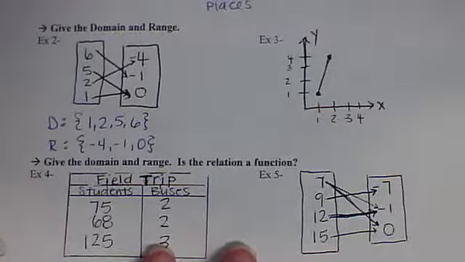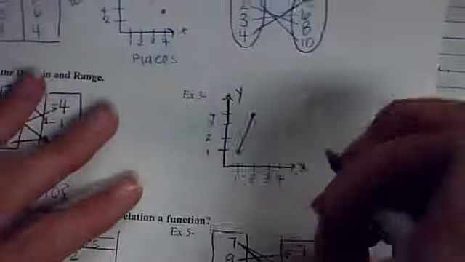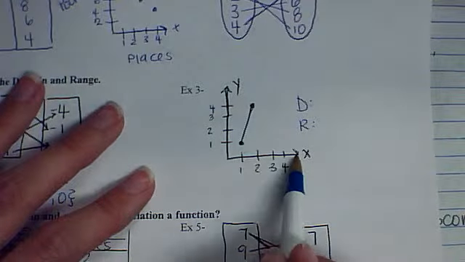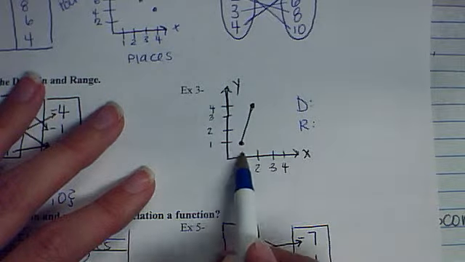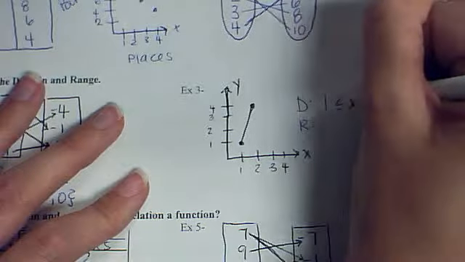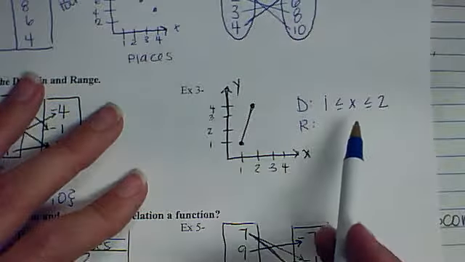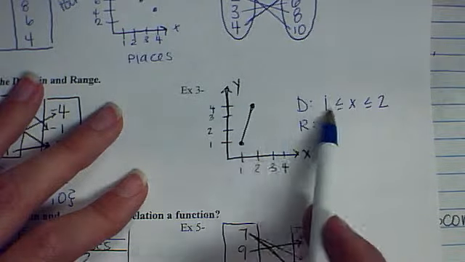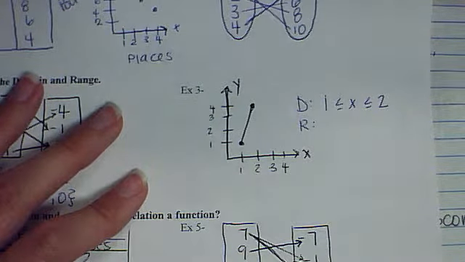Let's try example 3 on a continuous graph. My domain, again, is my x values. If I look at my x-axis, I have something going on from 1 all the way into 2. So I have from 1 to 2. Notice I put the line under here. You'll have to remember that from inequalities. It's a closed circle, so I do a closed line under my inequality sign.